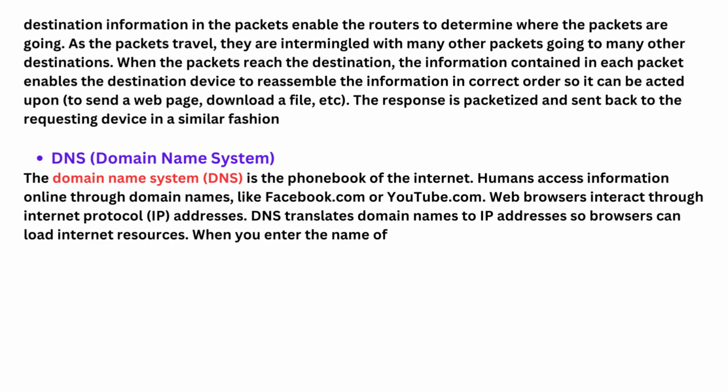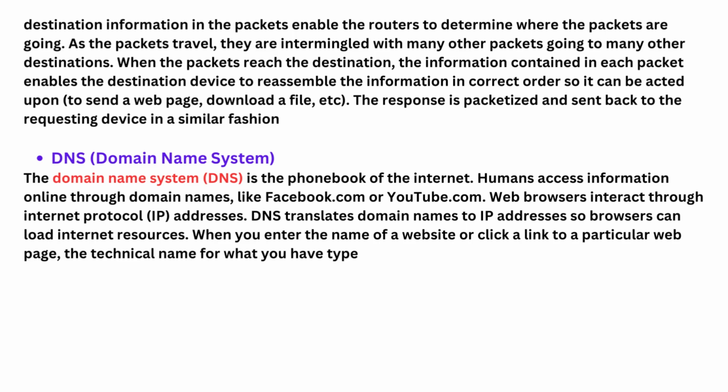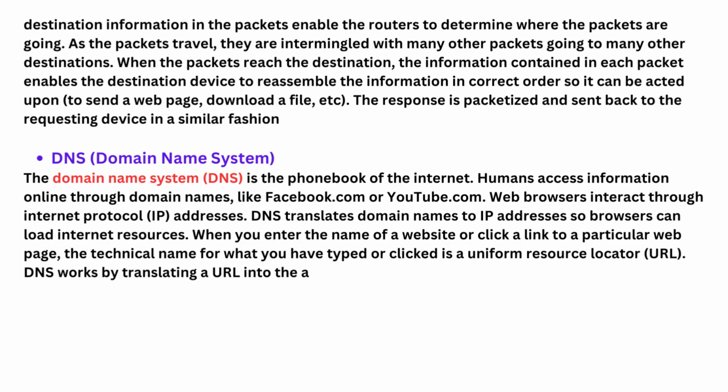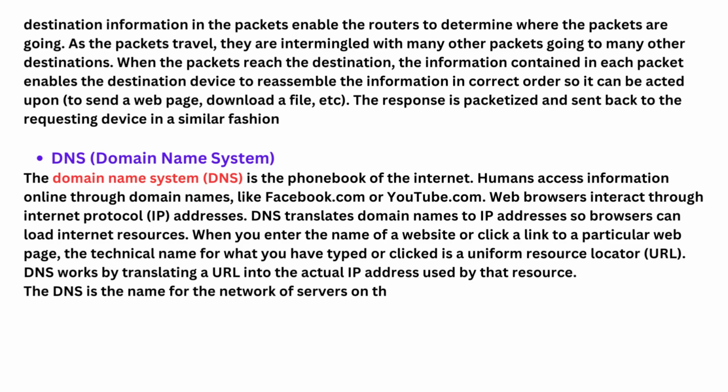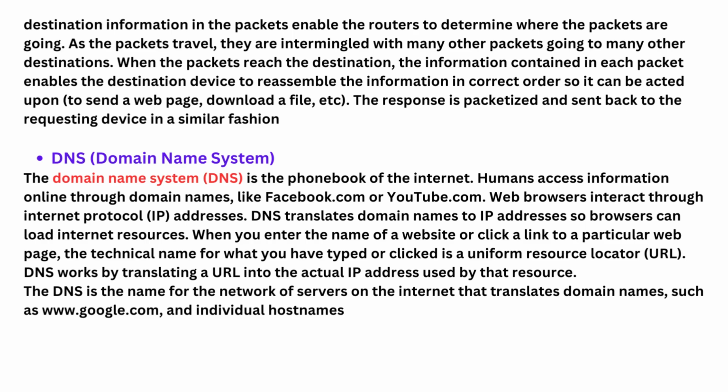When you enter the name of a website or click a link to a particular web page, the technical name for what you have typed or clicked is a Uniform Resource Locator, URL. DNS works by translating a URL into the actual IP address used by that resource. The DNS is the name for the network of servers on the Internet that translates domain names, such as www.google.com, and individual host names into their matching IP addresses.